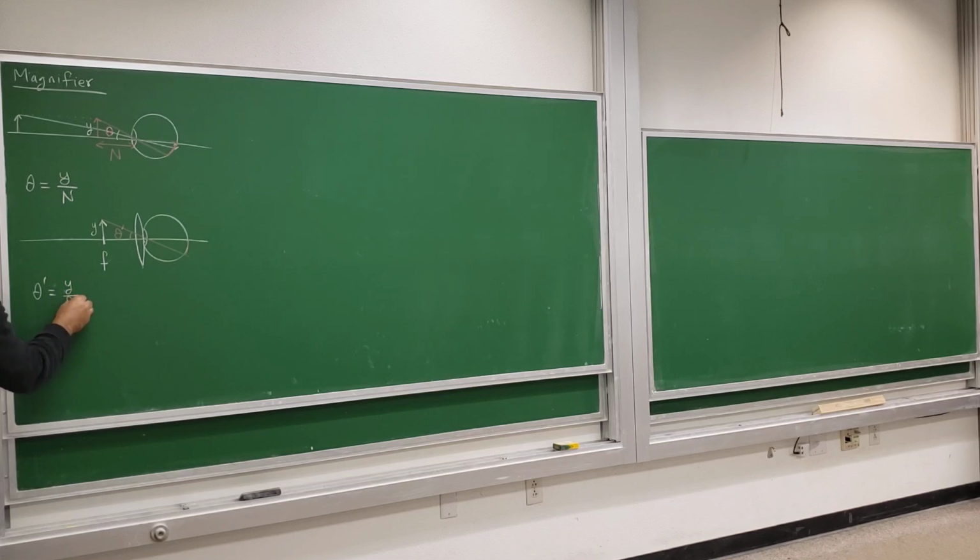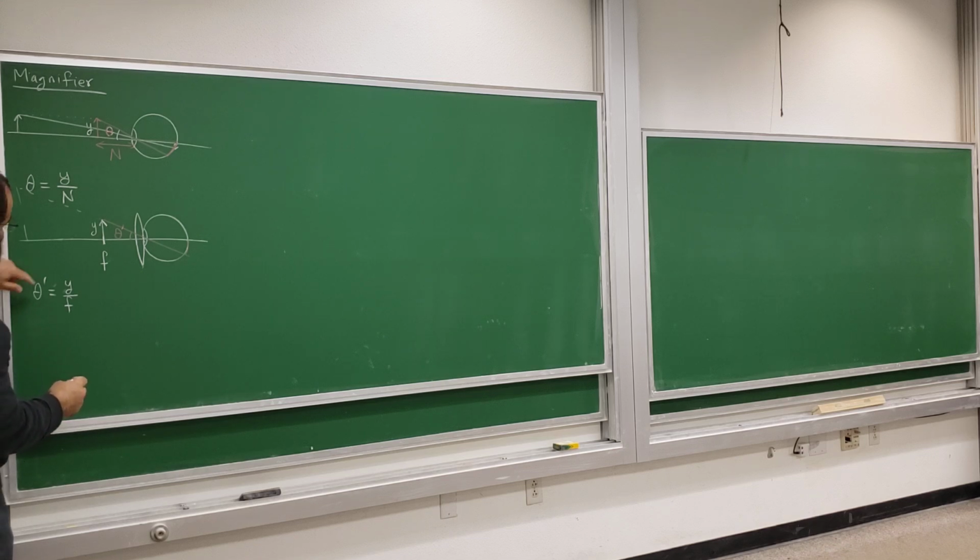By the way, the image will be somewhere here. It will be a virtual image, somewhere there. I don't really care about the image because the angle is still going to be the same. So I have y over f, that's theta prime.